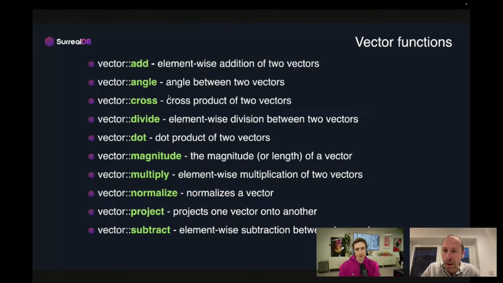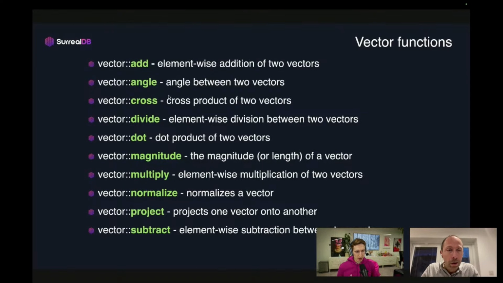Okay, manipulating vectors. The package vector now contains a nice set of functions. So vector add lets you make element-wise addition, so each item in the vector is independently added. Compute the angle between vectors, make the cross product, divide, make the dot product, compute the magnitude, multiply, normalize the vector. You can project a vector to another one, and you can make a subtraction. So these are the pretty common functions that you may want to use when you want to manipulate vectors.